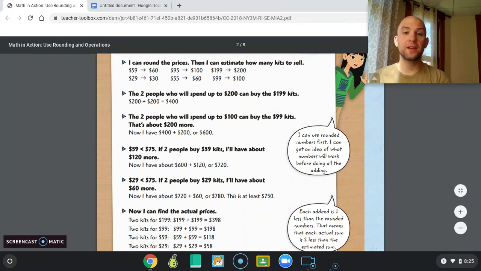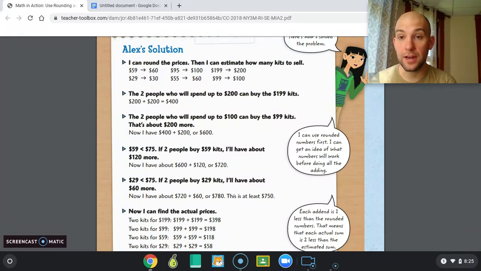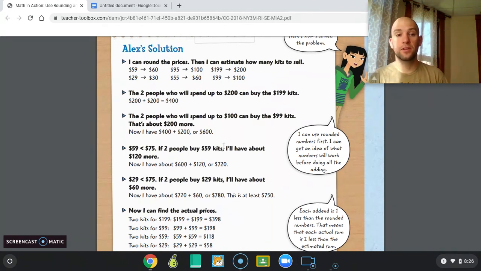The two people who will spend up to $200 can buy the $199 kits. So we'll add the rounded numbers to make life easier on us. 200 plus 200 equals 400. So 2 plus 2 equals 4. If we're adding hundreds, it works the same way. 200 plus 200 equals 400. The two people who will spend up to $100 can buy the $99 kits. That's about $200 more. We have 99 that rounds to 100. 100 plus 100 equals 200. 200 plus the 400 that we already had from the last part equals 600.